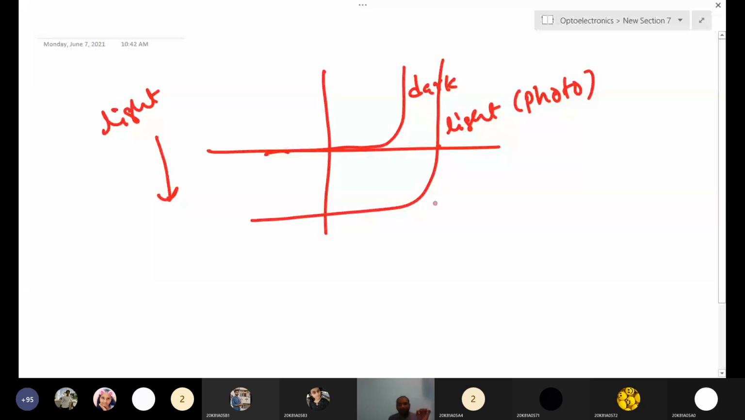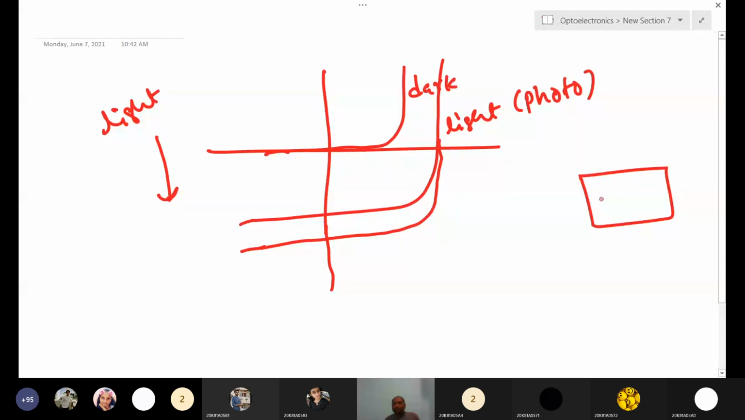If you increase the intensity, what will happen? Will the current increase or decrease? We are shining light on the device. If you increase the intensity of light, more electron-hole pairs will be created, right? You got it? Yes. Here you have a device. Suppose 10 photons are incident on it. Then 10 electrons and 10 holes are created. Suppose you increase the intensity, that means 20 photons are incident. That means 20 electrons and 20 holes will be created.